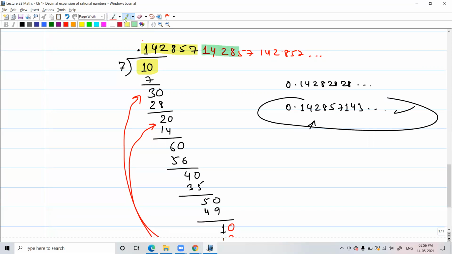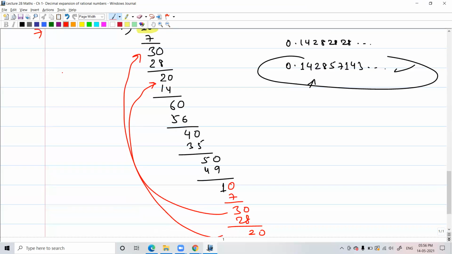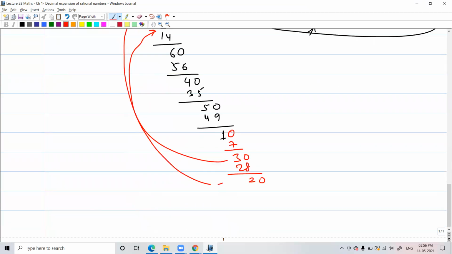142857. 142857. This will keep repeating. So what did we understand from this? When you divide 1 by 7, what do you get? So what is 1 by 7? 0.142857 with a bar on it.